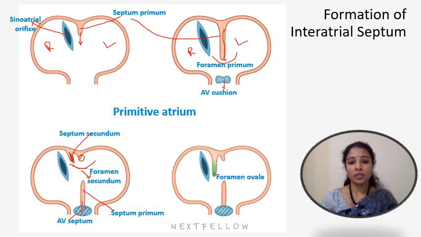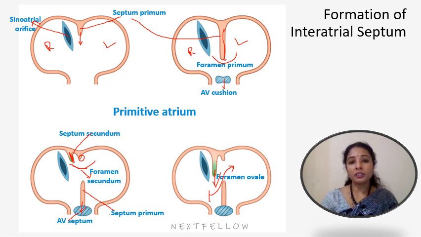So it grows down and it obliquely overlaps, making this opening an oblique passage. It is not a direct passage now, which acts like a valve, and this foramen is called foramen ovale. So this forms an oblique valvular passage between the upper margin of the septum primum and the lower margin of septum secundum. This passage is foramen ovale or ostium ovale.